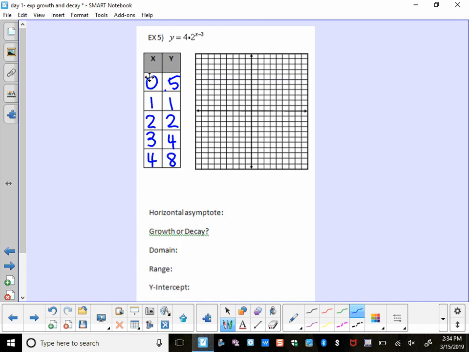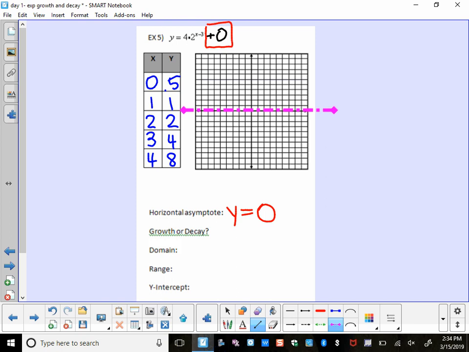Before we even do anything, everyone look up here. Do I have a number after my exponent? No. So that might as well be plus 0. So what is your horizontal asymptote? 0. Good. So grab your pencil or your pen and draw a dotted line horizontally for 0. I like to always put my asymptote there first and then start plotting my points.